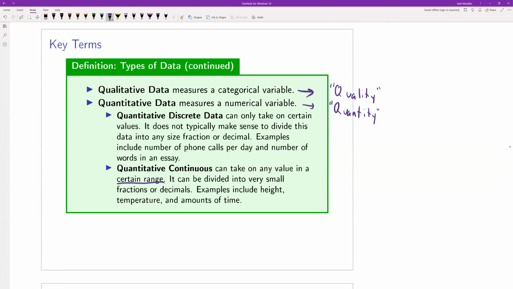But I've been saying 73 inches. There's no reason I can't have 72.5 inches or 72.7143 inches. There's no amount of decimals that I couldn't add on that could exist as a possible height. Sure, it would be hard to measure that amount of precision, but that measurement would make sense if I could get it. And so this is what we mean when we say quantitative continuous data. Any possible value in a certain range can exist.